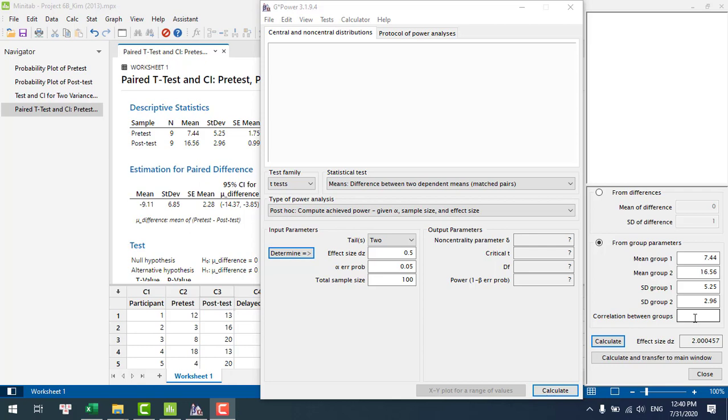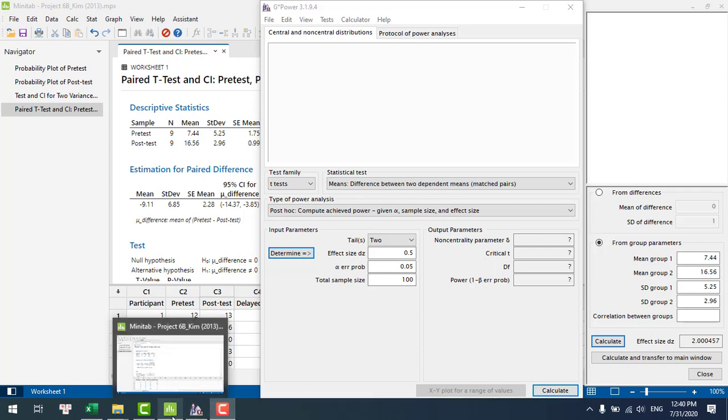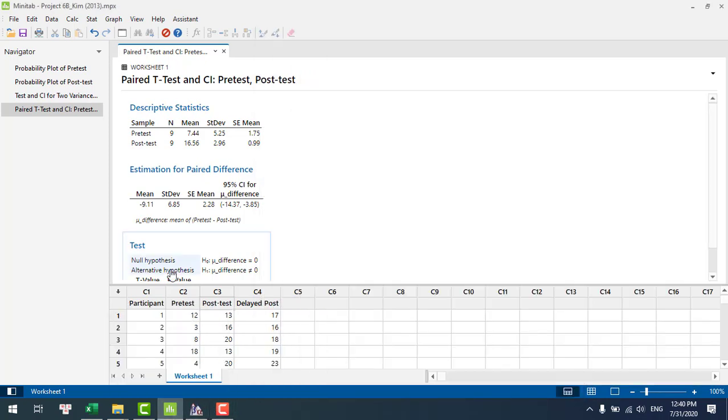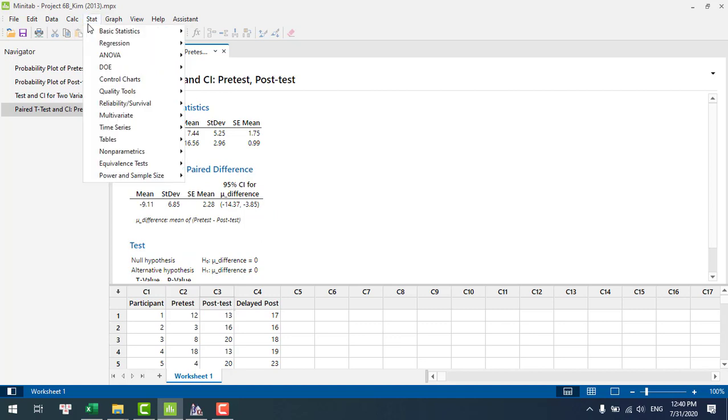So we actually need to run a correlation, so we can enter this here. Otherwise, it's going to give us the default 0.5. So we need to run a correlation. Make sure we run a correlation. So let's go back to our Minitab, and we need to run a correlation then.